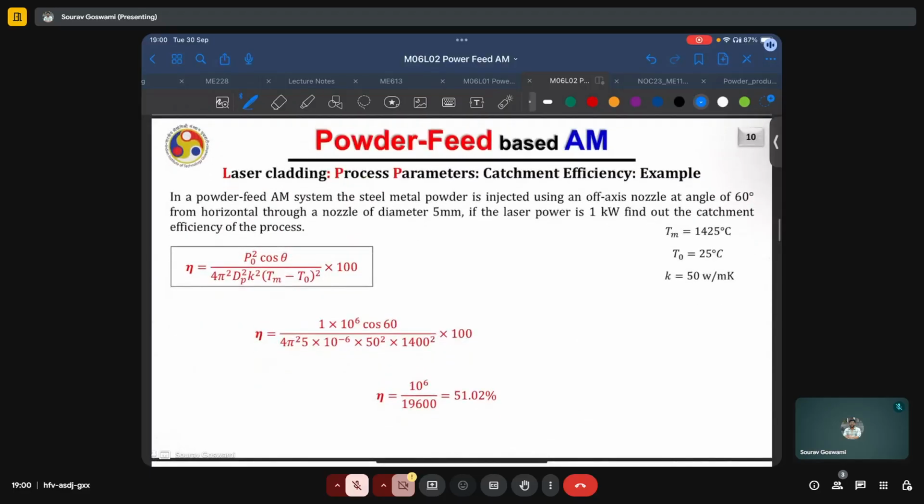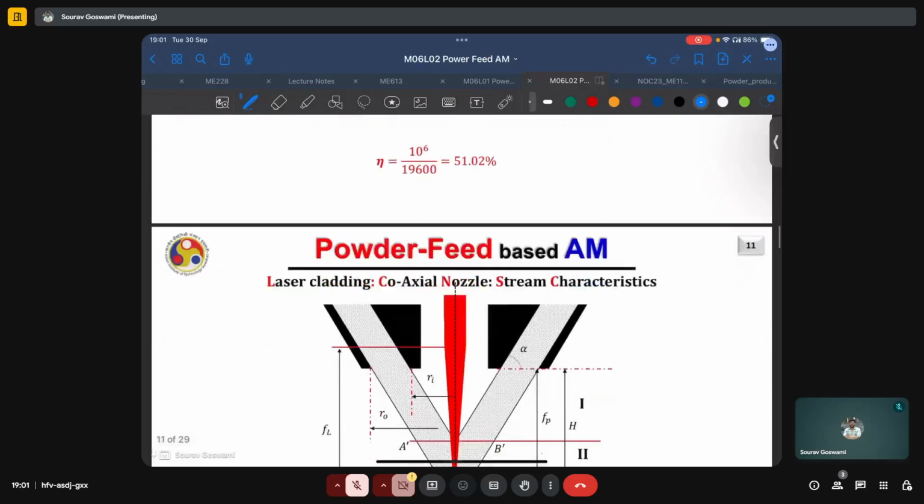The same formula has also been used to calculate the catchment efficiency when all of the other parameters are given to us. And for this particular case, where an off-axis nozzle is used to deliver steel metal powder at an angle of 60 degrees from horizontal through a nozzle of diameter 5 mm and a laser power of 1 kilowatt, the catchment efficiency is found out to be approximately 51%.